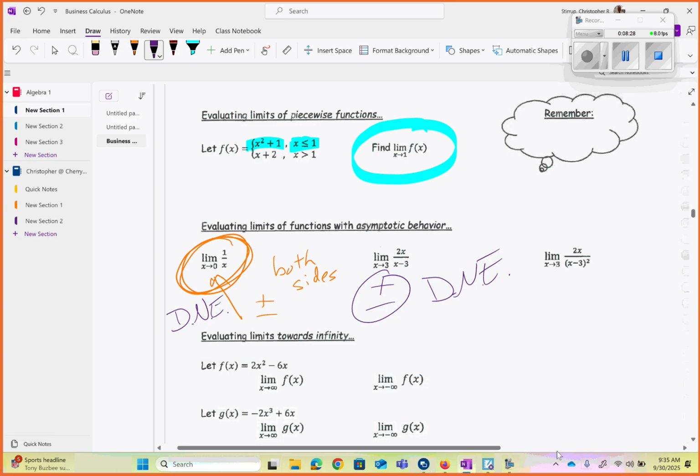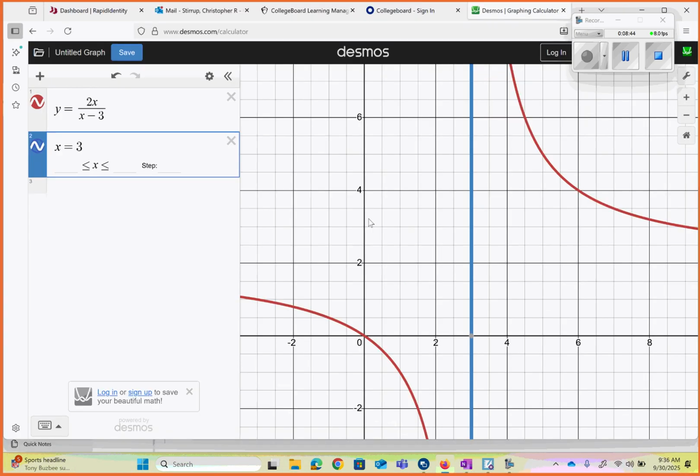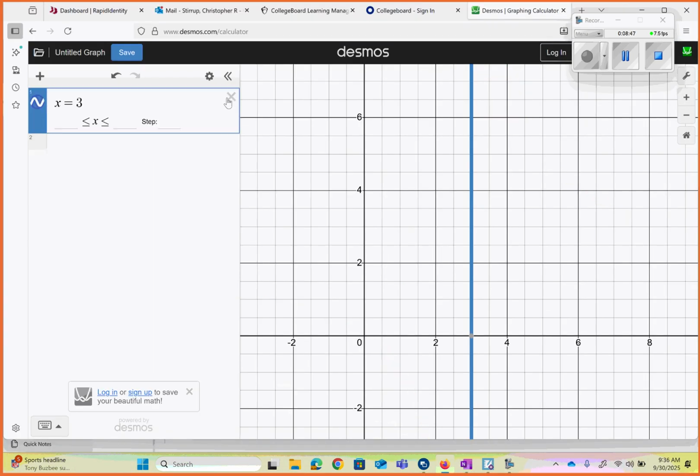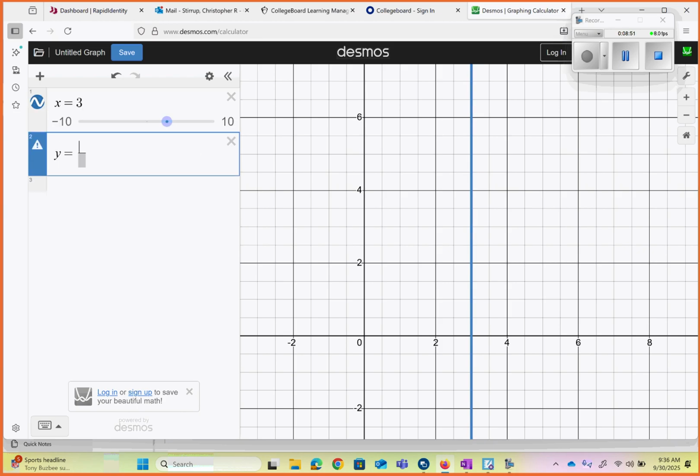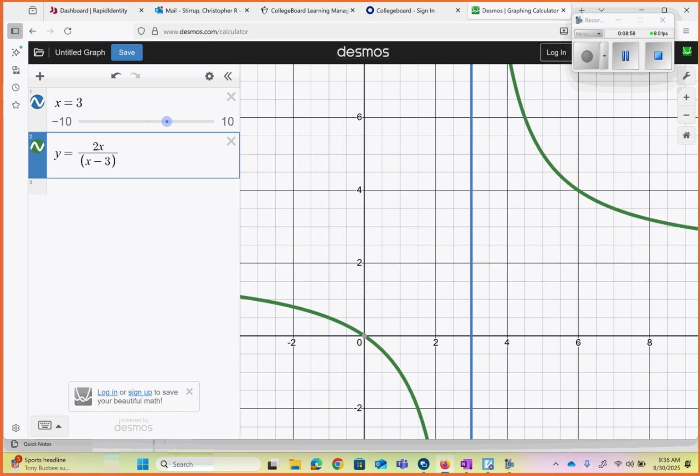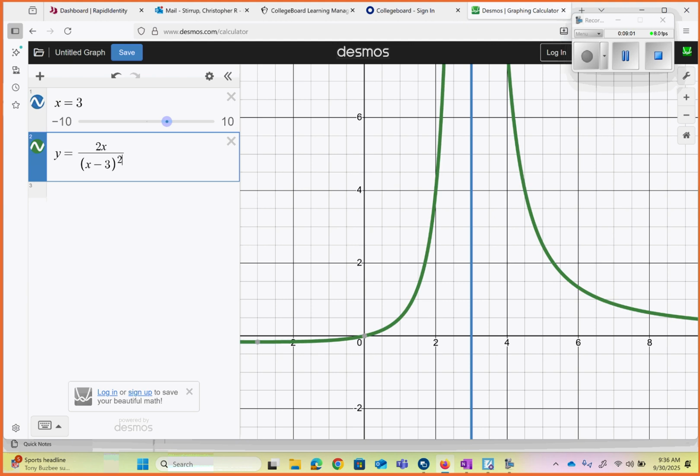And then you get to the last one and you're like, oh, well, following course, it can't exist. Well, I'd like to say it does not exist, but I don't know. Again, this has to come from both sides, the right and the left. So we're going to take a look at it on Desmos. I don't know why I cleared that, but y equals that. So then I get 2x over x minus 3 quantity squared. All right.